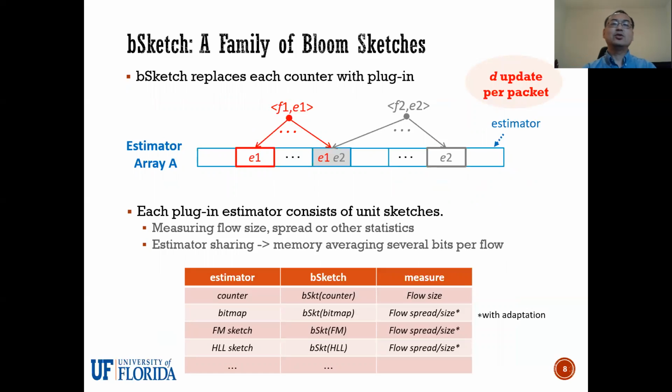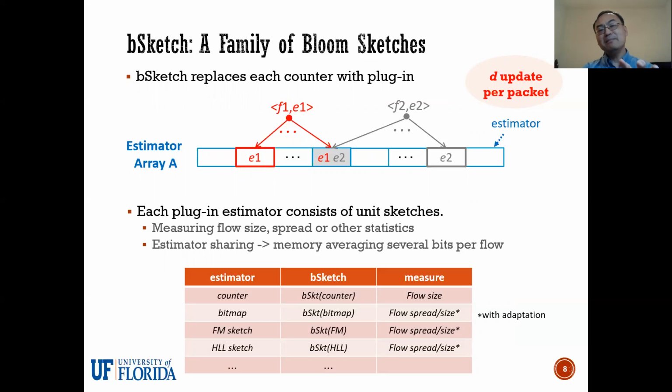And we generalize this to a family of Bloom sketches by replacing each counter with a plug-in, which is an estimator data structure. So the counter array is replaced by an estimator array, and each plug-in estimator consists of 1 or multiple unit sketches. Those unit sketches can be any data structure you choose. By using different estimator types, we can measure flow size, spread, and other statistics. And as the figure shows, 2 flows may be hashed to the same estimator in the array. Therefore, they share the same estimator.